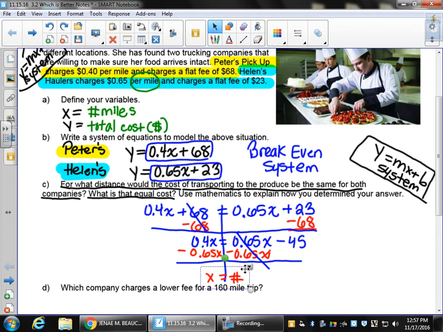And what does that get us? Just want to move the goal to the side. So when we do 0.4x minus 0.65x, we get negative 0.25x equal to negative 45. And at first, it might be alarming that this is negative. But when I do my division, I see that we will have a negative divided by a negative, so we're going to be okay.